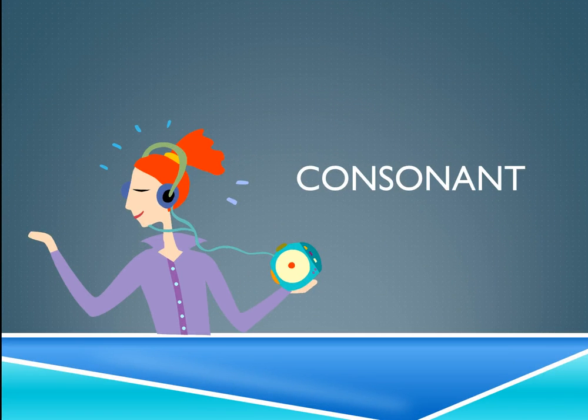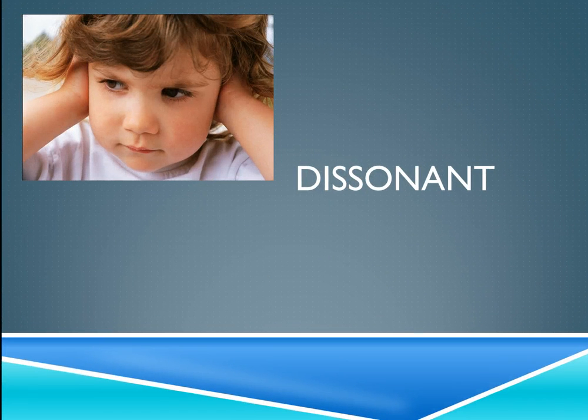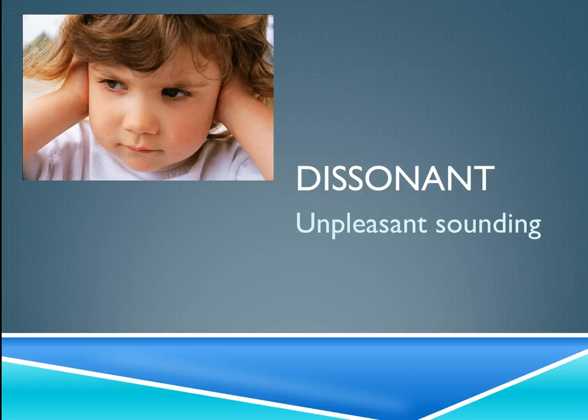Consonant sounding. So she's looking pretty happy because consonant means pleasant sounding. So music that sounds actually quite pretty or nice. Dissonant. Now the reason the hands are over the ears is because it's unpleasant sounding. Okay, so sometimes it's just a bit ugh, and that's dissonant sounding.